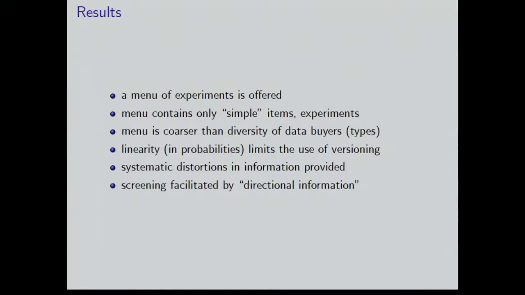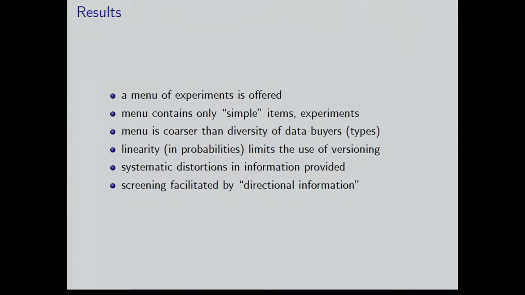But then also the menu itself, that is the collection of experiments that we're going to offer, is going to be coarse in the sense that it's going to be of a much smaller cardinality than would be indicated by the diversity or the heterogeneity in terms of the bias. Okay. And then I'd probably have a little bit of time to think about what the distortions of information are, and how we screen different buyers by means of matching their prior information with augmenting information, and that will be directional information.